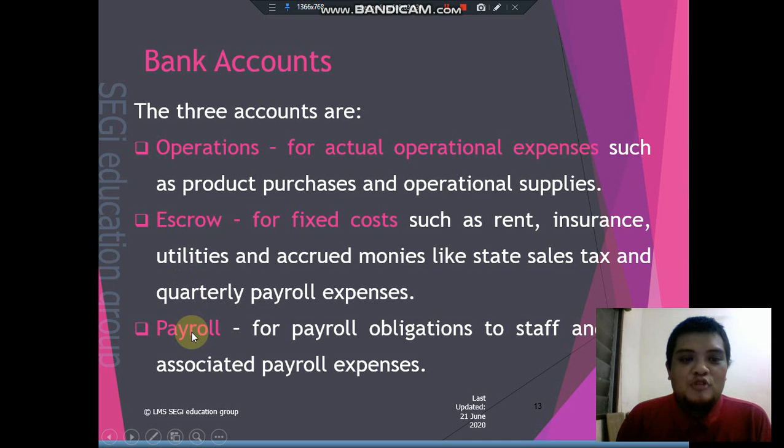Next, you should have the third type of account, which is the payroll. Payroll means the account you will use to pay all the salary for your staff, the monthly salary of the staff.